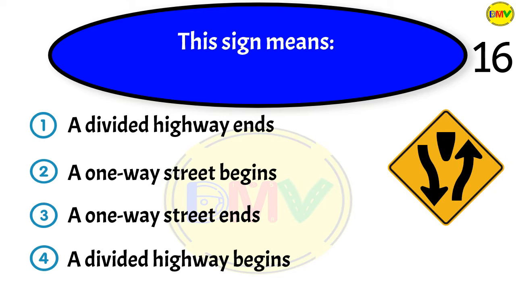Question 16. This sign means: 1. A divided highway ends. 2. A one-way street begins. 3. A one-way street ends. 4. A divided highway begins.